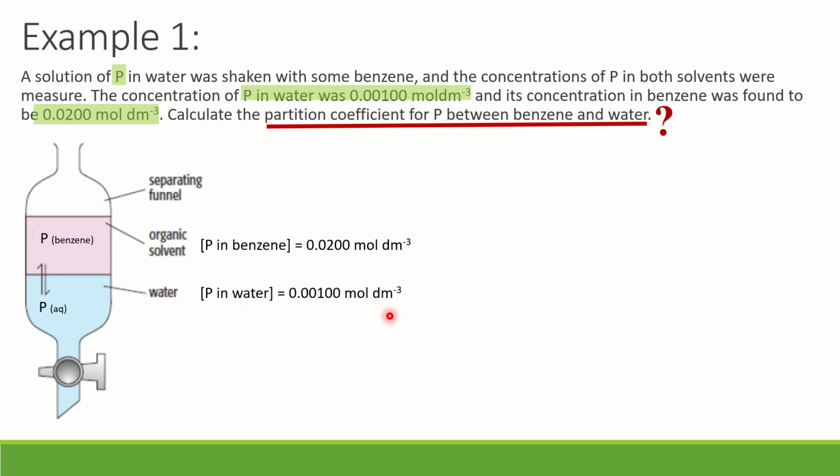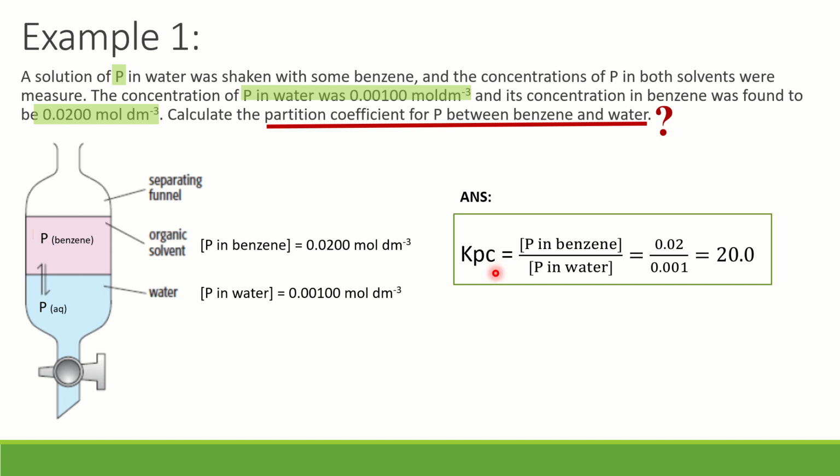So what do we do? We just plug into the KPC expression. So here, the concentration of P in benzene divided by the concentration of P in water. Now how do I know benzene should be on top? From the question itself. It says between benzene and water. So benzene first, it should be on top, and water will be down below. Therefore, when you plug in the values, it will be 0.02 divided by 0.001, and it is equal to 20.0.